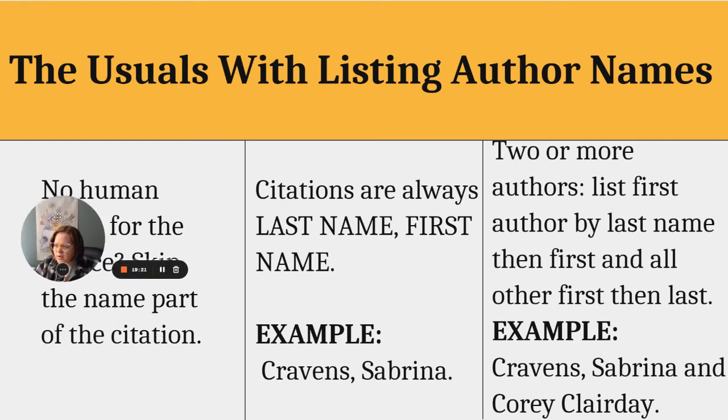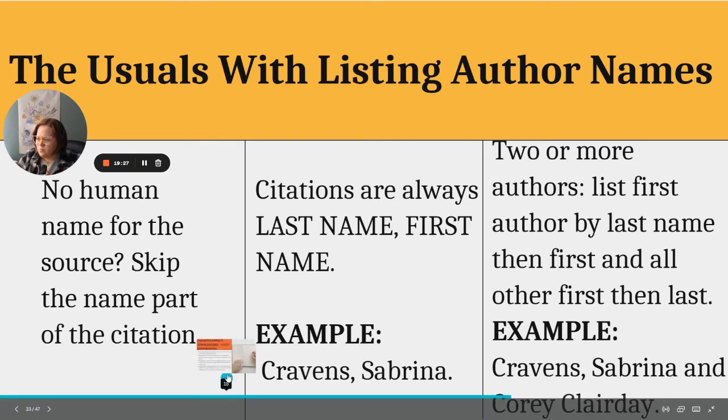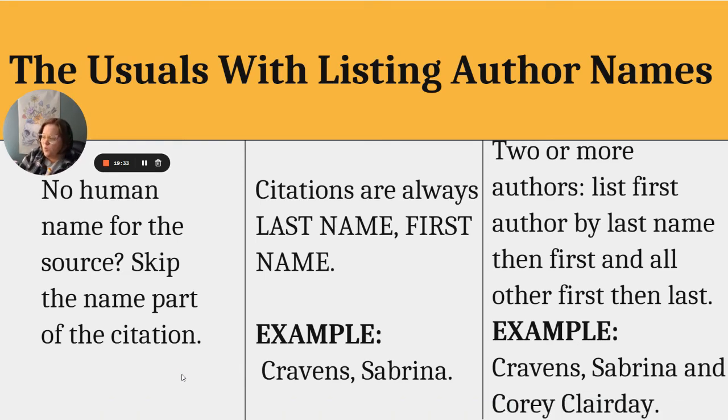In listing author names, and guys, there's so many caveats to these. Like I said, there's a lot of buts, but I'm not going over them. I'll deal with them directly if we need to later in the work you're going to do. If you have no person for the source, so if it doesn't list a human name, if it says cite editors or history editors, skip the name part. You do not put that down. That's not a citation. That's not a human. You only list author, people. You list people, not blank editors.